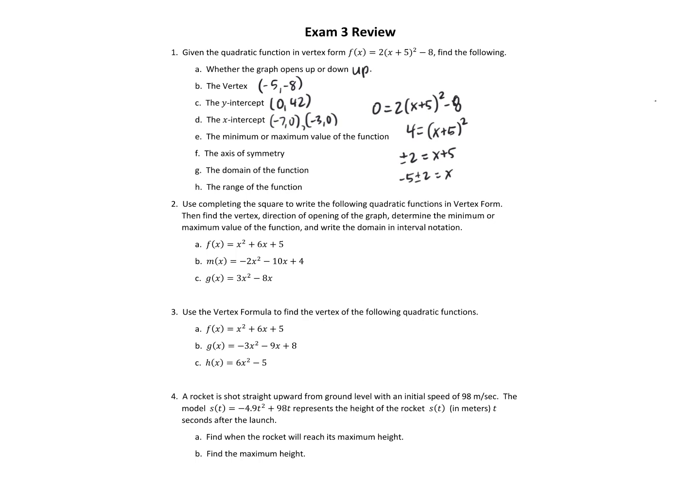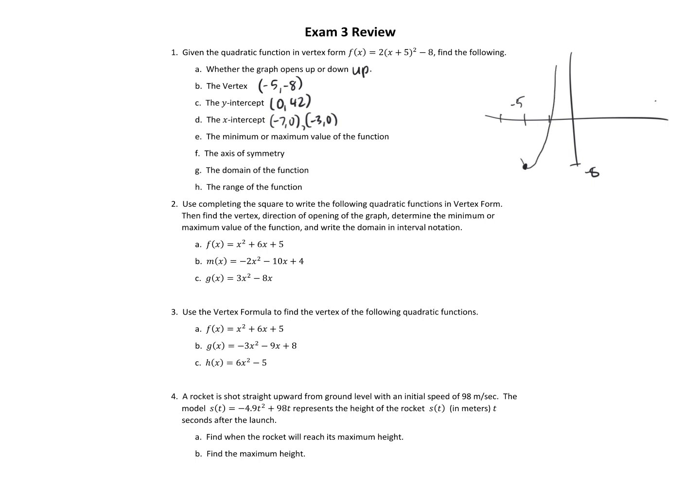Okay, so next, the minimum and maximum value of the function. I know that (-5, -8) is my vertex. It's opening up. It crosses at (-3, 0) and (-7, 0), so it's looking something like this. It's crossing there at 42. So the minimum value of the function is this value down here, -8. And it has no maximum because it goes on forever on both sides.